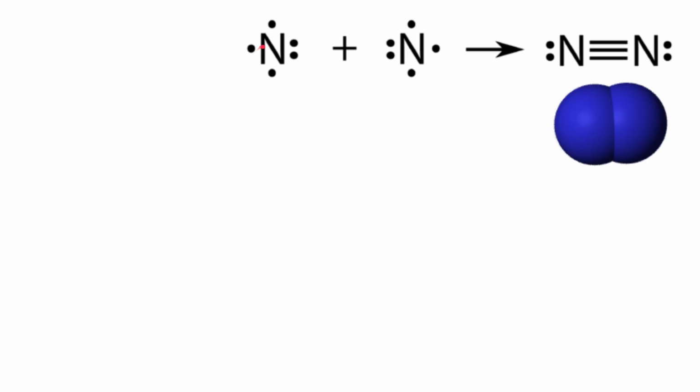So we can get two nitrogen atoms, put them together, and then make a triple bond between them with these two lone electrons on the ends of each nitrogen atom.